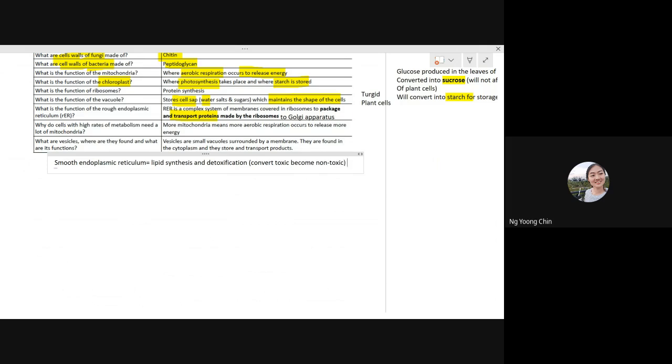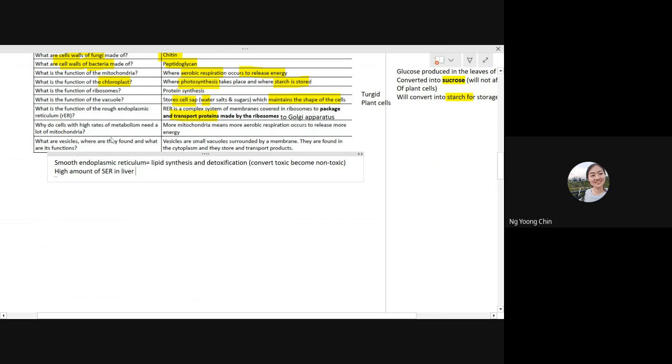So there is one kind of organ in our body that helps in detoxification. Okay, it's very important. The organ that helps in detoxification is the liver. So there is a high amount of smooth ER in the liver. For your information, liver is very important to us. Without the liver, our body will accumulate a lot of toxins, and then we will not live so long. Okay, then why do cells with a high rate of metabolism need a lot of mitochondria?